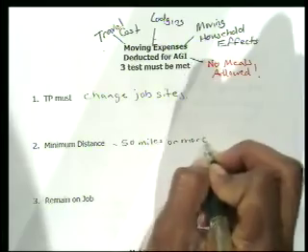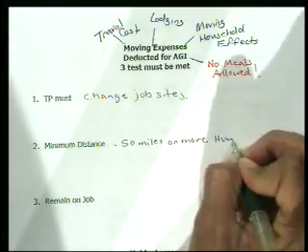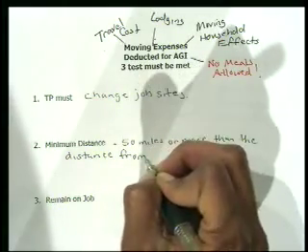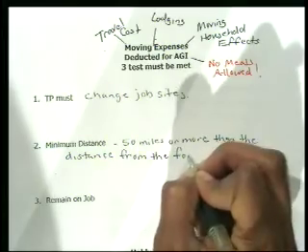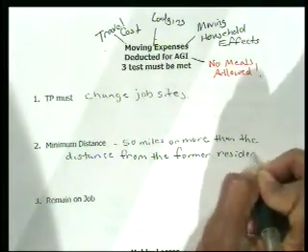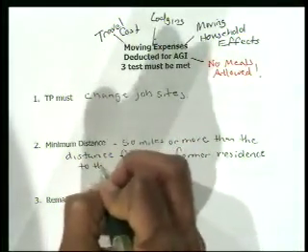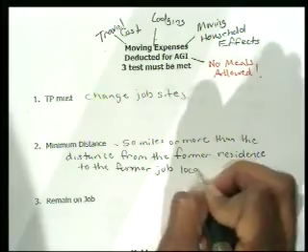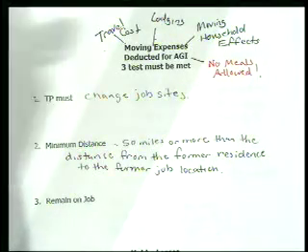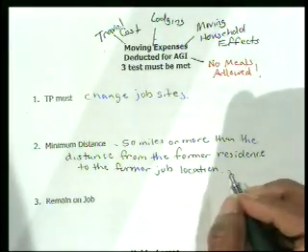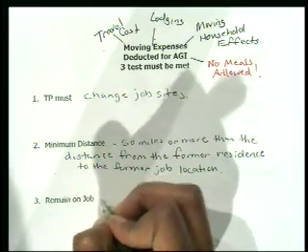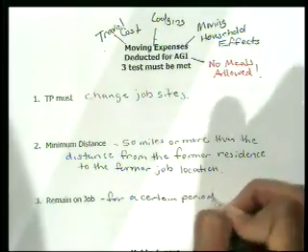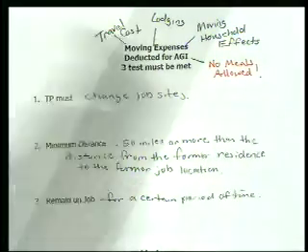50 miles or more than the distance from your former job, or from the former residence, I'm sorry, from the former residence to the former job site. Okay, to the former job location. And then the other rule is that you have to remain on your job for a certain period of time.